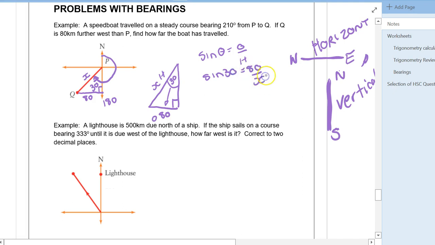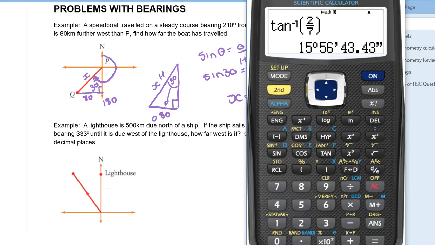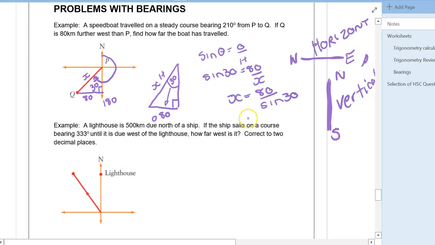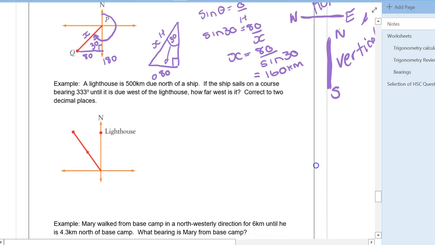Remember when the denominator's down the bottom, I do the switcheroo. So x is 80 on sine 30. And I'll put that in my calculator. 80 on sine 30. And I get 160. So it's 160 kilometres that it's travelled. Let's have a look at the next one.